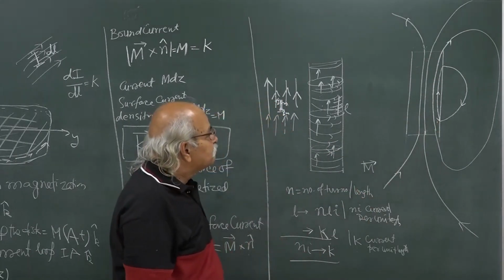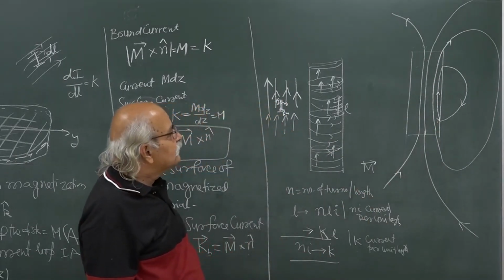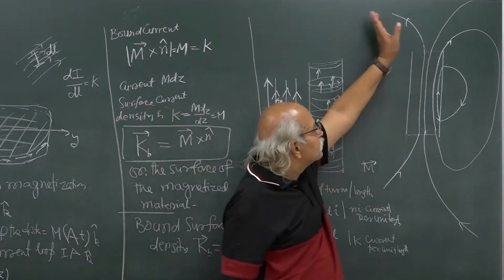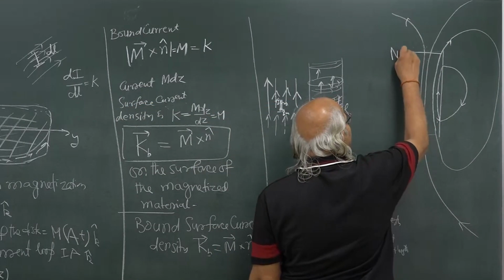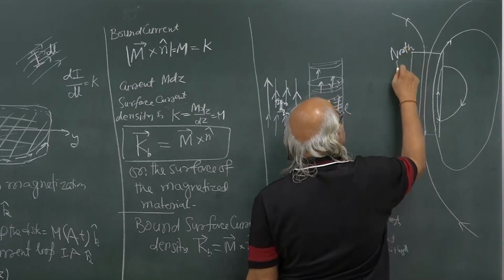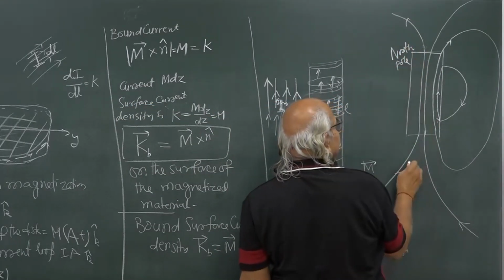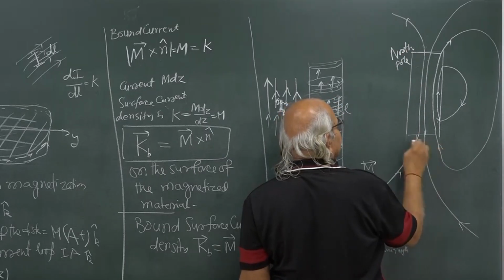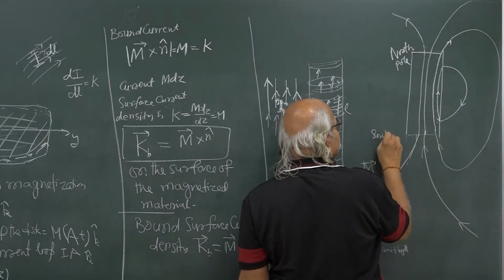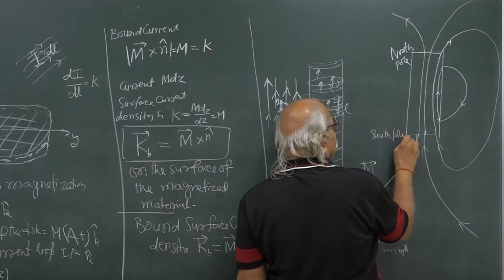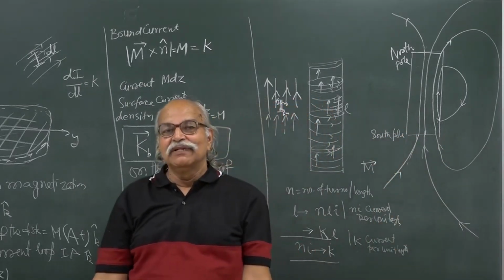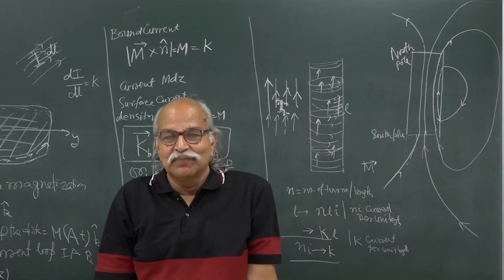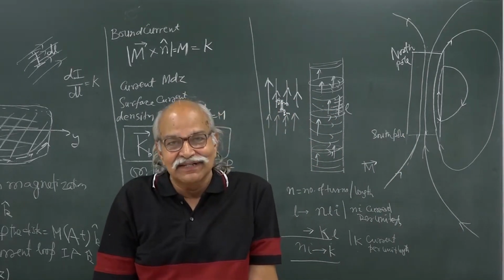Now, the end from where the field lines are coming out, people call it the north pole, and the other end where the field lines are entering is known as the south pole. And people talk of similar poles and dissimilar poles, attract, repel, etc.